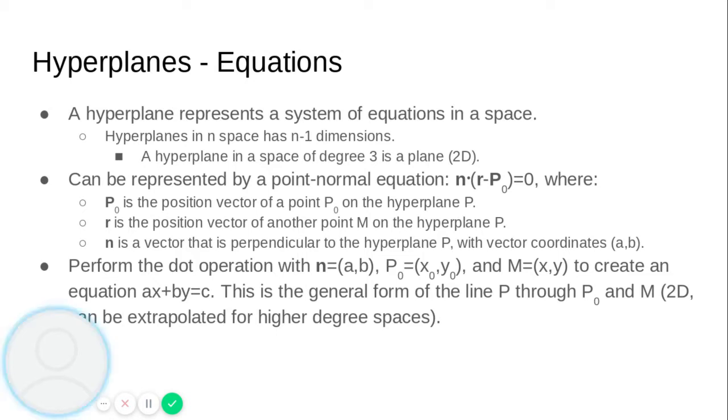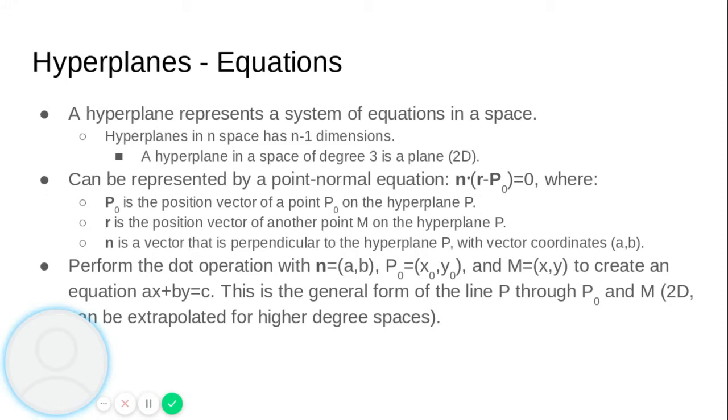A hyperplane can be represented by a point normal equation, which is given by vector n dot (vector r minus vector p naught) equals 0, where p naught is the position vector of a point P on the hyperplane, r is the position vector of another point M on the hyperplane, so that can be any point, and n is a vector that is perpendicular to the hyperplane. This makes sense because if n is normal to the plane and r and p are on the plane, then the dot product should equal 0 because they are at 90 degrees to each other.